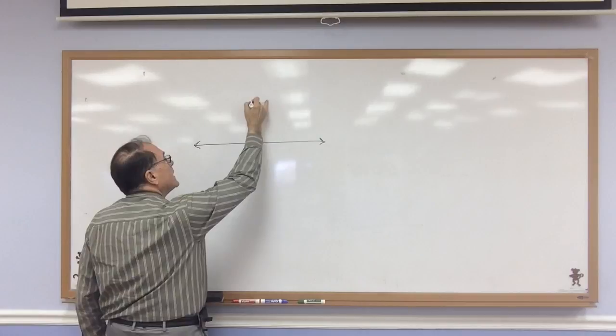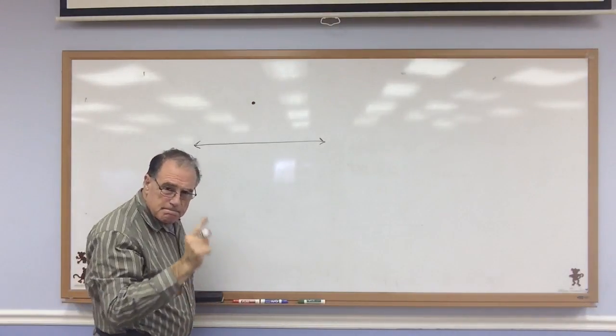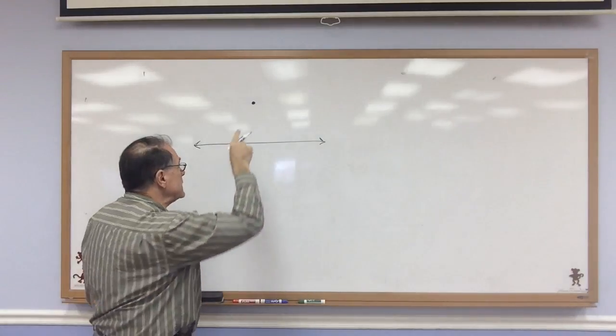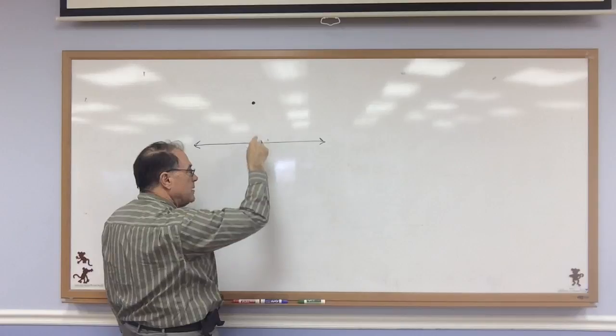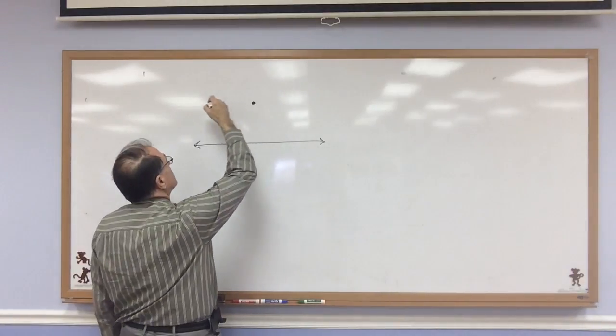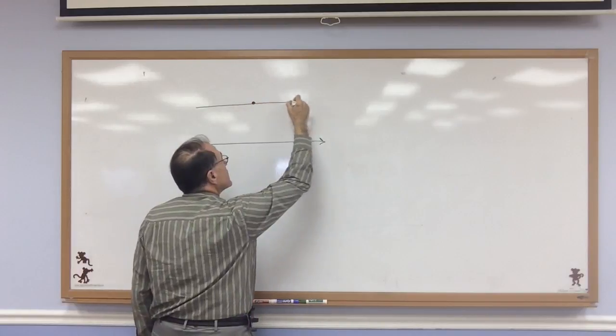if I have a line and I have a point that's not on that line, there is only one line I can draw through this point that will be parallel to this line. This is Euclid's fifth postulate.